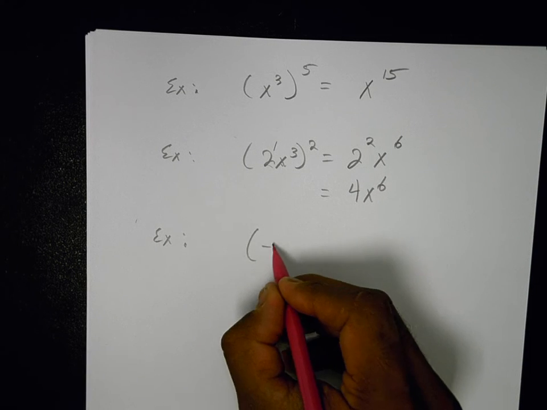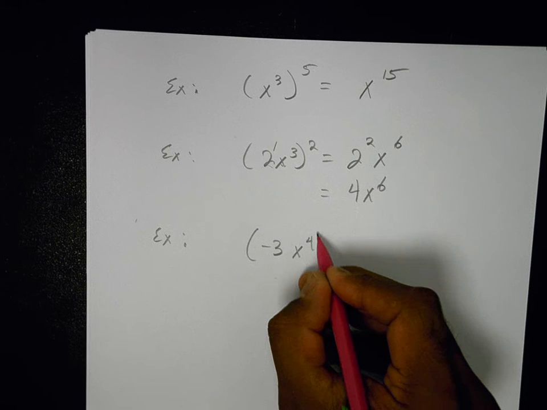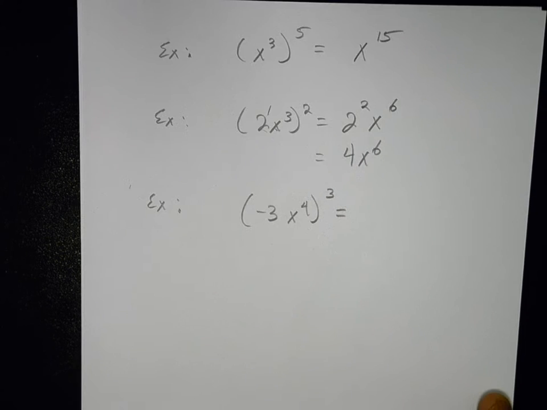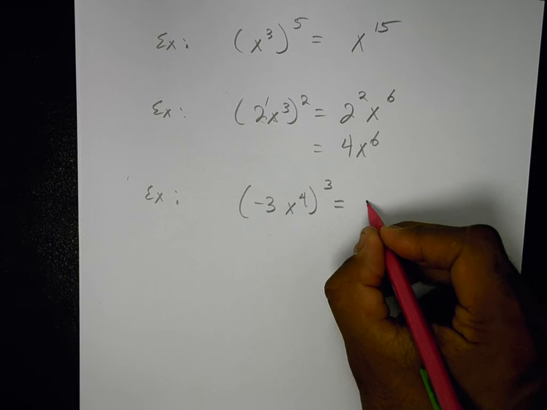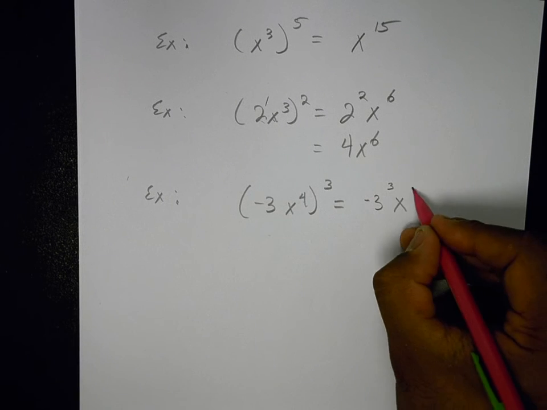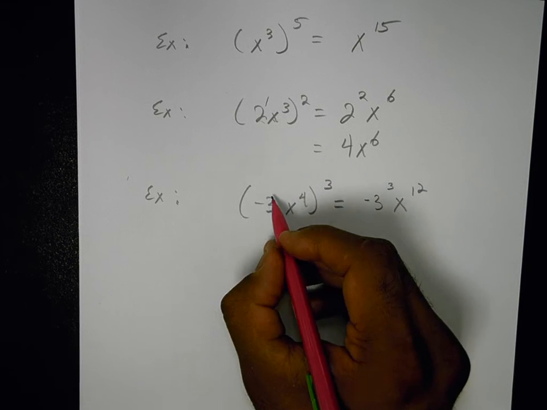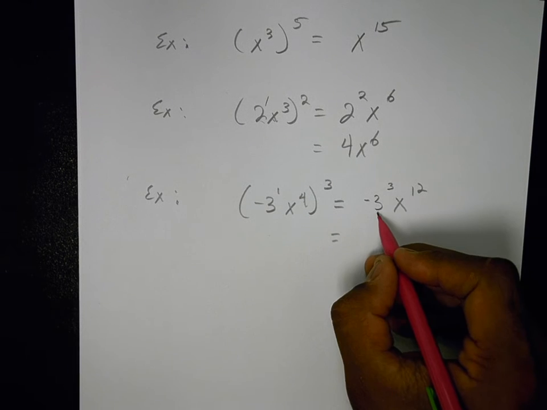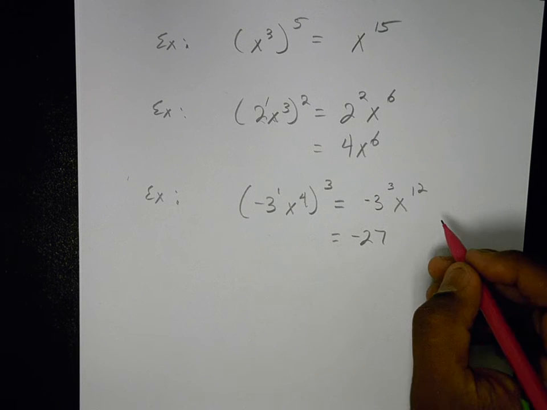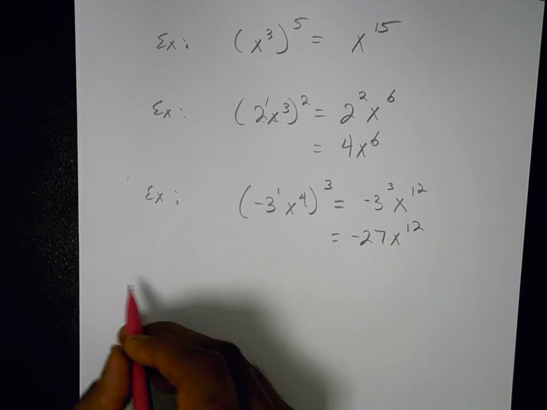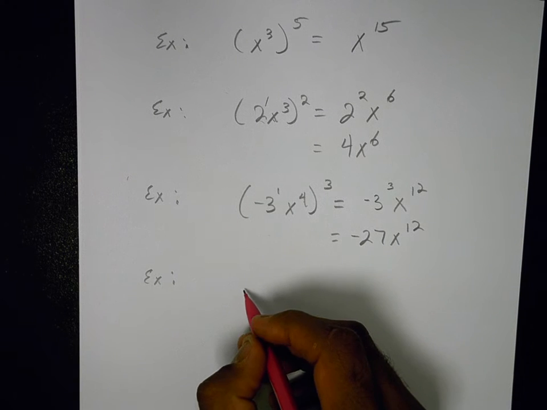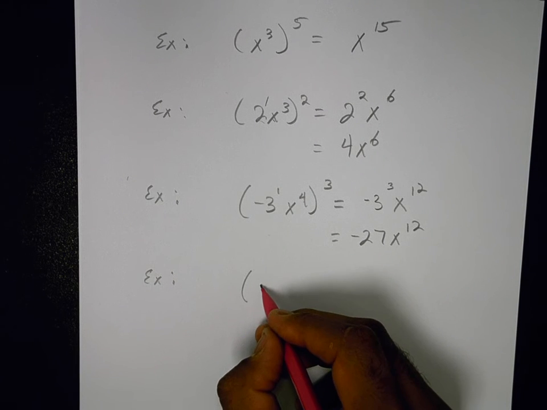Then I get negative 3x to the 4th all raised to the 3rd. So this ends up being negative 3 to the 3rd, and I multiply those powers. I did technically multiply that one, it's a 1. So this is 3 times 3 times 3, so this is negative 27 because it's 3 negatives, x to the 12th.